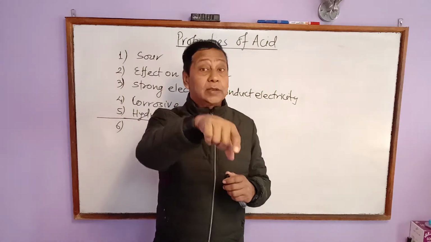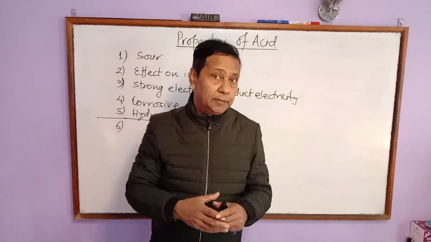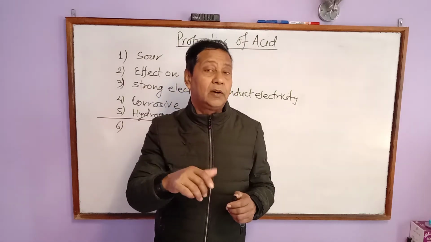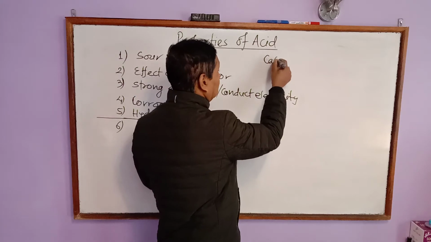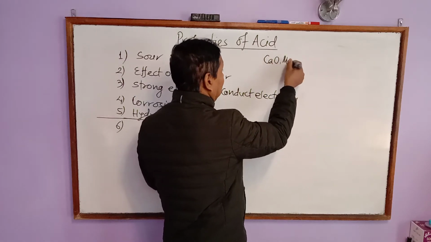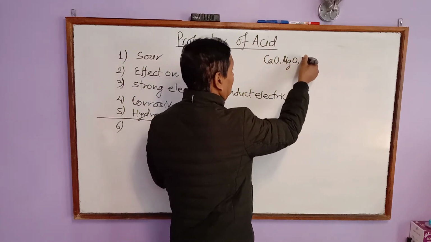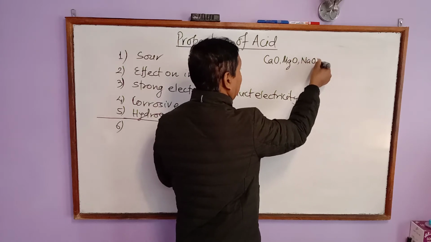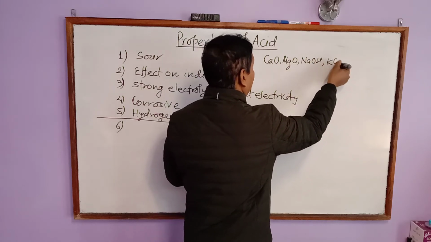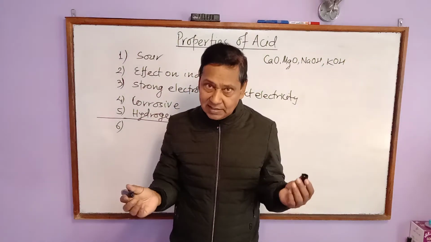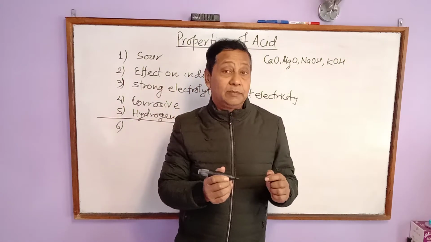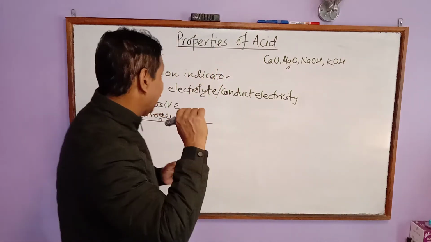Now acid reacts with base. Base means what? Metallic oxides or metallic hydroxides are called bases. Just for example, calcium oxide, magnesium oxide, they are metallic oxides. Not only this, sodium hydroxide, potassium hydroxide, metallic hydroxides are bases. When acid reacts with them, then they form water and salt.